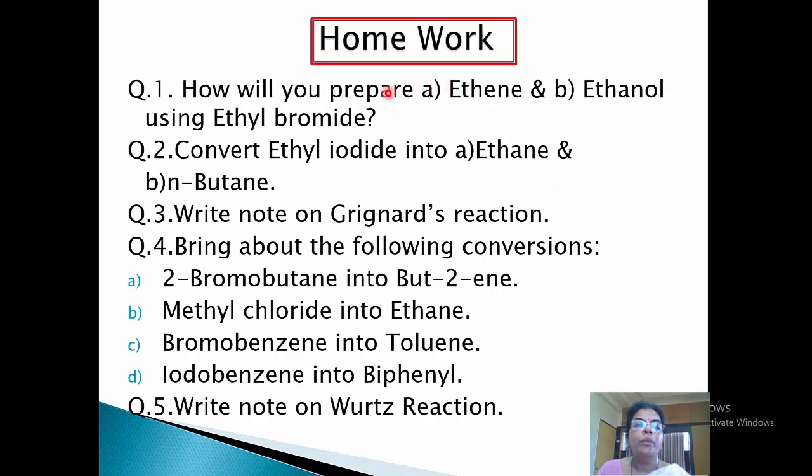Now homework for you. First question, how will you prepare ethene and ethanol using ethyl bromide? Second question, convert ethyl iodide into ethane and into n-butane. Question number 3, write a note on Grignard's reaction. Question number 4, bring about the following conversions. First, 2-bromobutane into but-2-ene. Second, methyl chloride into ethane. Third, bromobenzene into toluene. Iodobenzene into biphenyl. And question number 5, write a note on Wurtz's reaction.